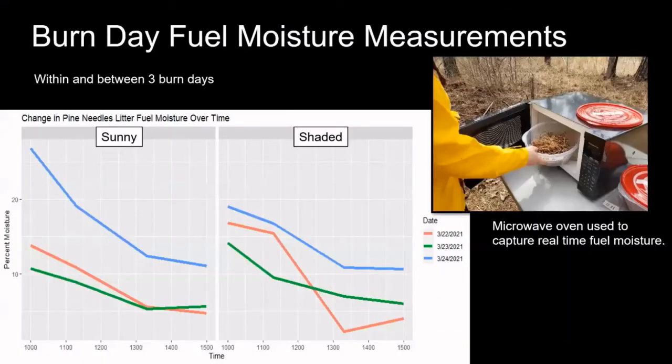We also measured fuel moisture. Again, these were 3 different days that we burned, which are represented in those different colors. And here you see a difference in if we measured pine needle fuel moisture in a sunny area versus a shaded area. And first of all, you can see a difference between that and difference between time of day and also difference between days. Oh, and we did use a really interesting microwave method to capture this.